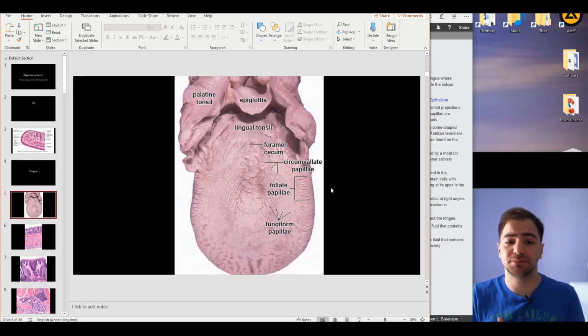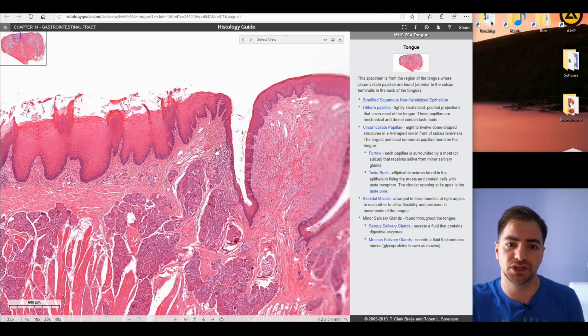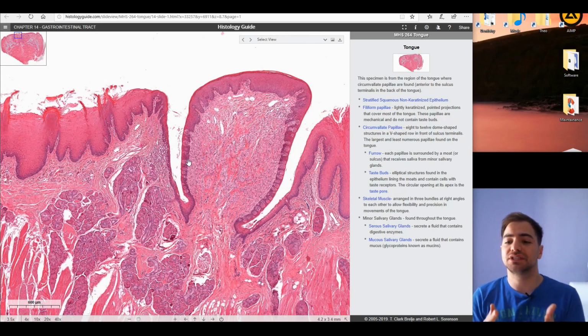We have also the foliate papillae, the circumvallate papillae, and the fungiform papillae. Now, the fungiform papillae and the circumvallate papillae are the ones that contain the most amount of taste buds. Specifically, the circumvallate papillae contain the highest amount of taste buds in the oral cavity. Let's actually visualize the structures. This is the typical appearance of the circumvallate papillae. As you can see, this is an exophytic structure.